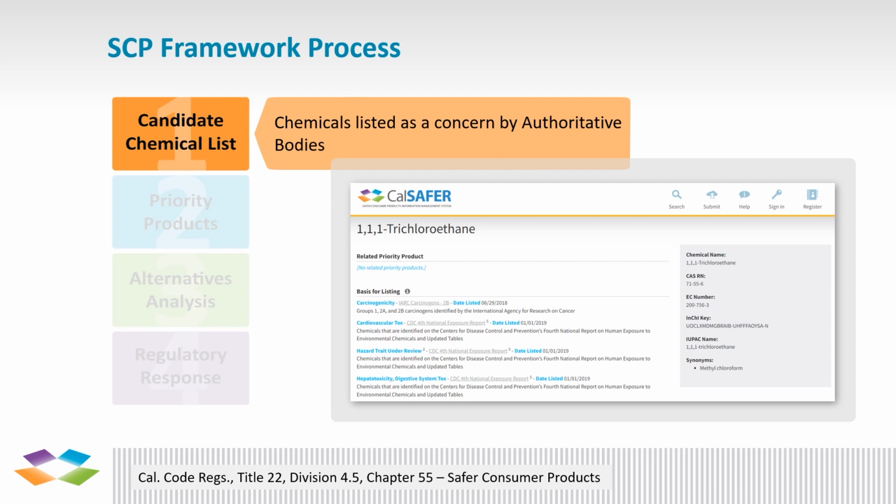Here is an example of 1,1,1-trichloroethane. To the right in the gray box, you can find some general information about the chemical, such as the name, CAS number, and any synonyms. On this page, you can see whether there are any priority products related to the chemical, as well as the basis for listing it as a candidate chemical. Here you can see that 1,1,1-trichloroethane was listed as a candidate chemical because it poses the hazard traits of carcinogenicity, which can cause cancer, and cardiovascular toxicity, which can cause heart damage.